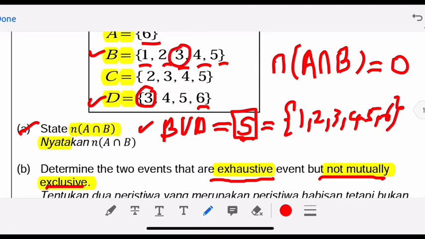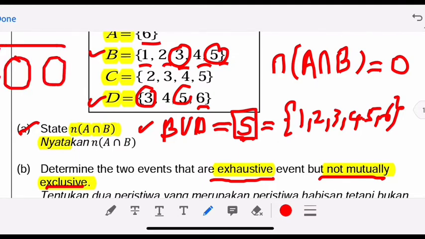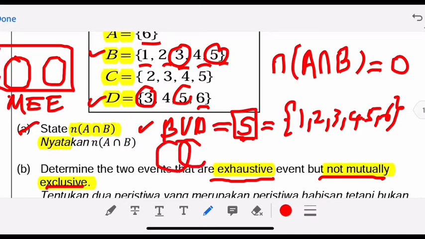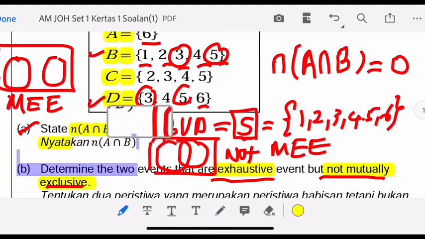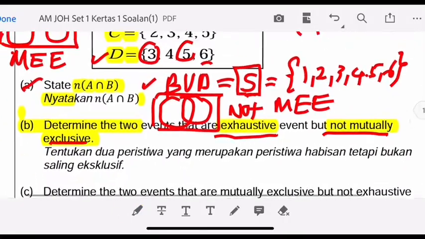Okay, so we have B done. For mutually exclusive, there is no intersecting. If B and D intersect, like in this case, if you draw them out, they overlap like this. When they intersect, they are not mutually exclusive events. Okay, understand? Then we proceed to the next one.